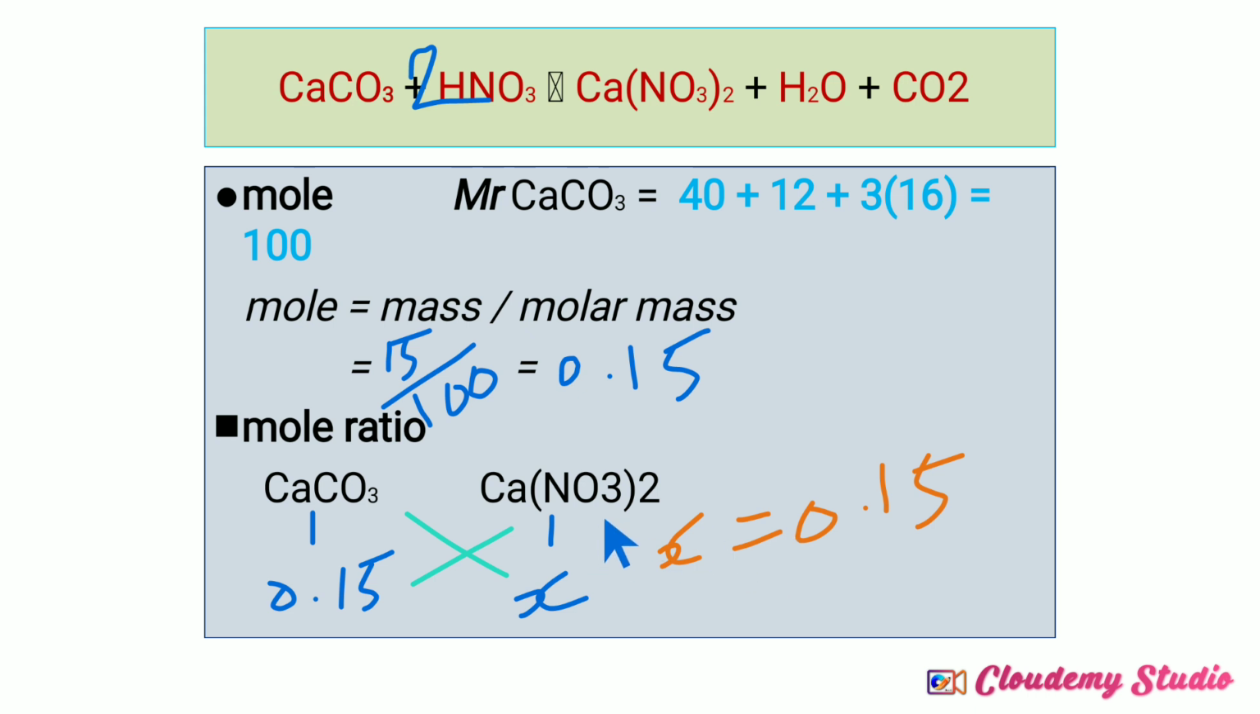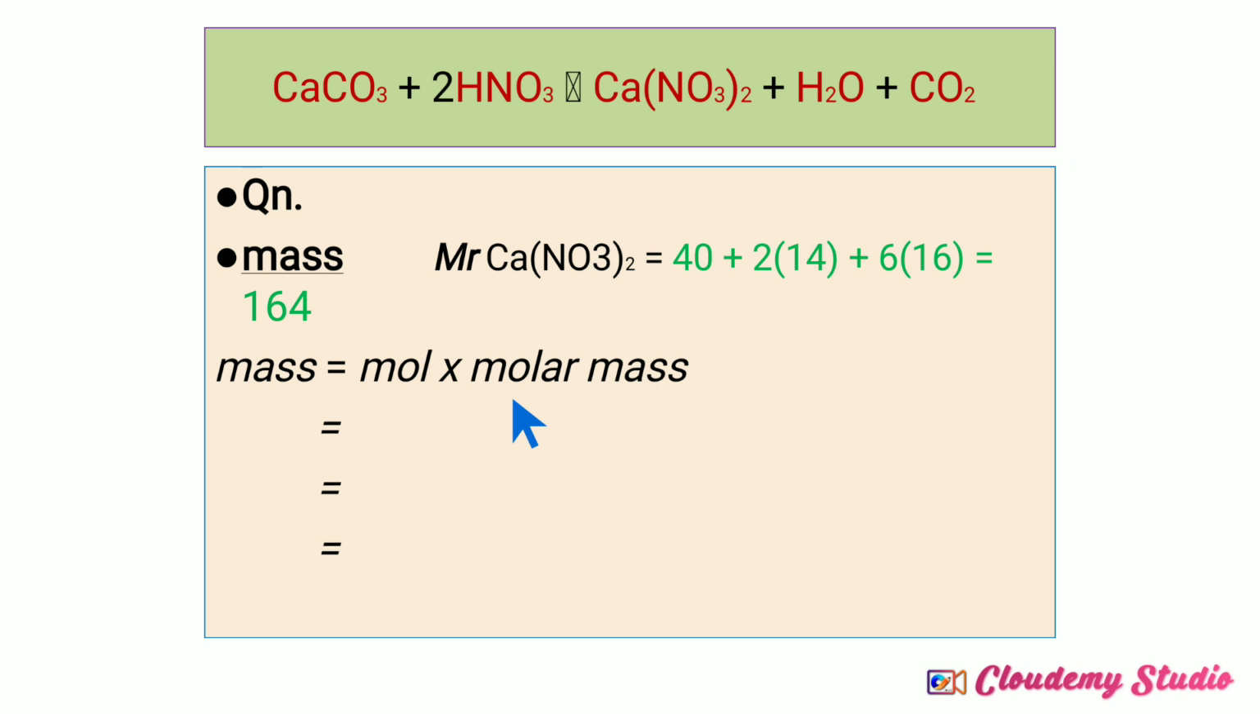So to calculate the mass of calcium nitrate, we need to use the number of mole, that is 0.15. That we can do it at the next page. That is the number of mole. Here we need to write that is 0.15. Mass, what's the formula? Mole times molar mass. This molar mass refers to the molar mass of calcium nitrate.